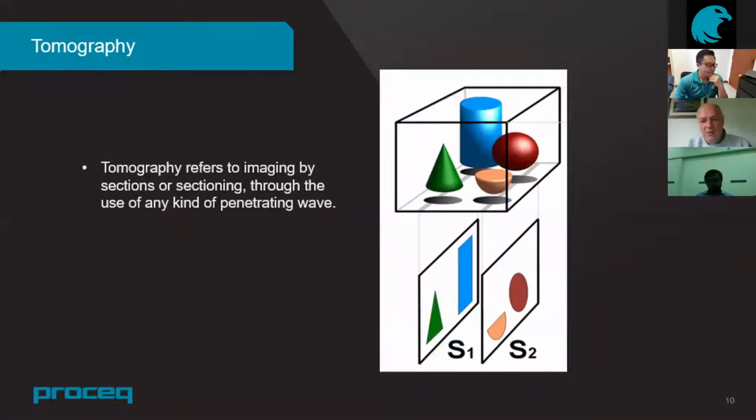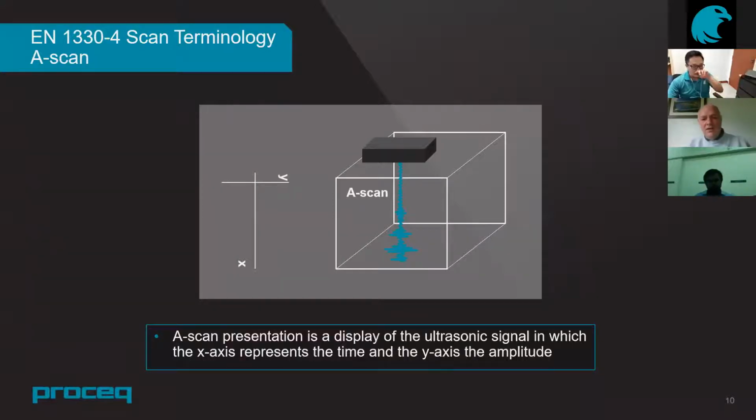And when we're looking at concrete imaging, tomography, basically we use some kind of penetrating wave to create slices through the object. We put these slices together to create, nowadays, complete 3D images. So that's what we're talking about, tomography. This is actually the standardized terminology.